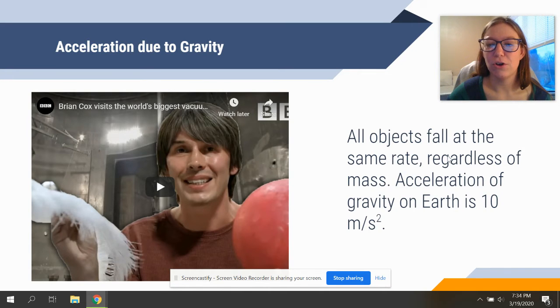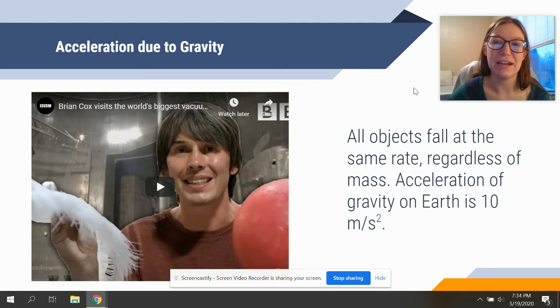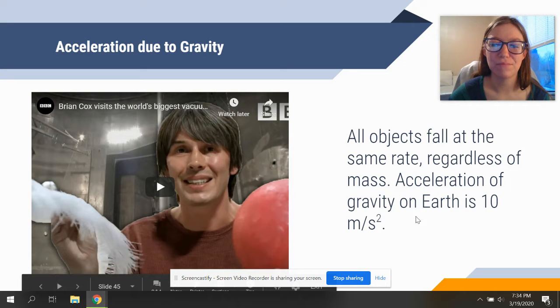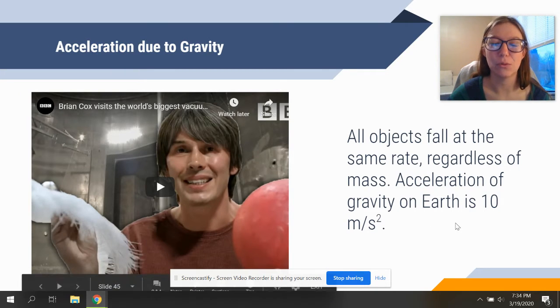All right, so all objects on Earth are going to have the same acceleration due to gravity. The thing that changes how fast objects fall is actually air resistance, but we have the same amount going down each time. That happens at a constant rate of 10 meters per second squared.